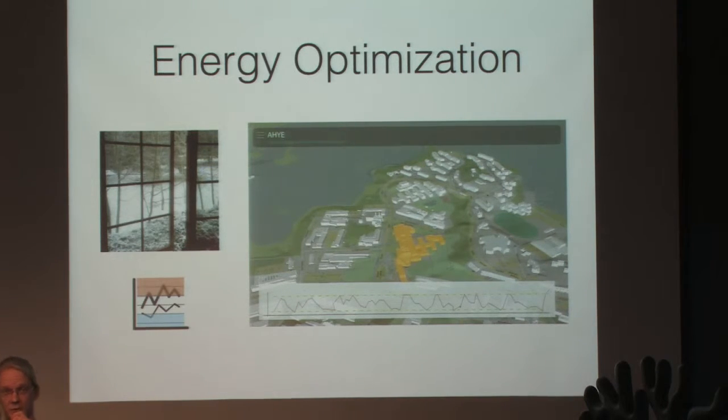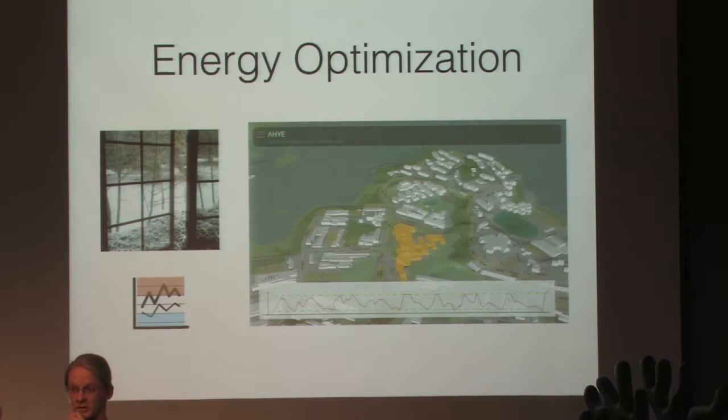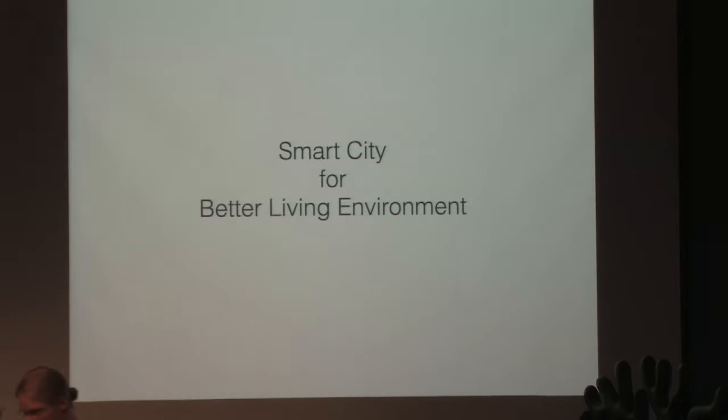Another would be energy optimization, say temperature in a room and energy consumption. See if those levels are deviating or changing, and what the correlation is. If a window has been open during winter for a long time, it might affect the temperature and thus the energy consumption of the room. And this kind of system would give us a warning about this. So, a smart city for a better living environment.